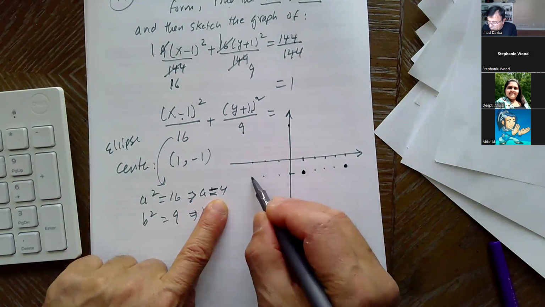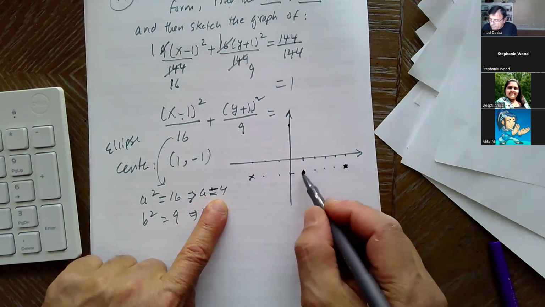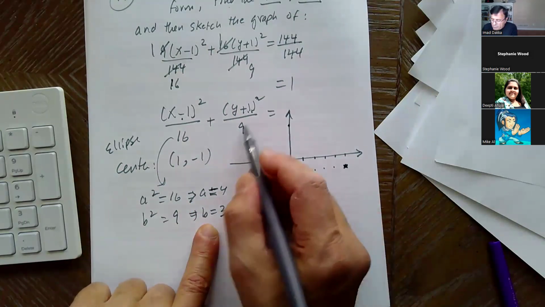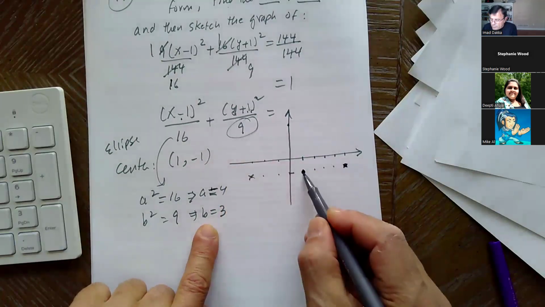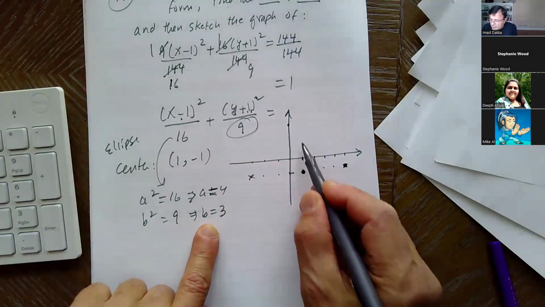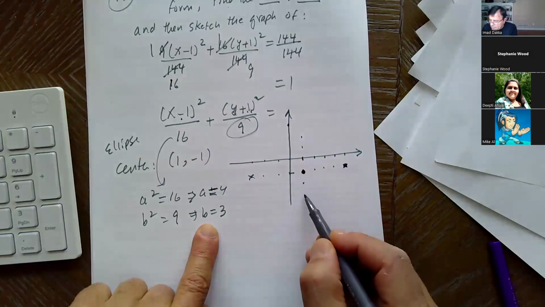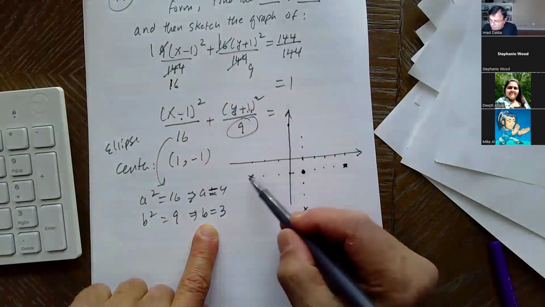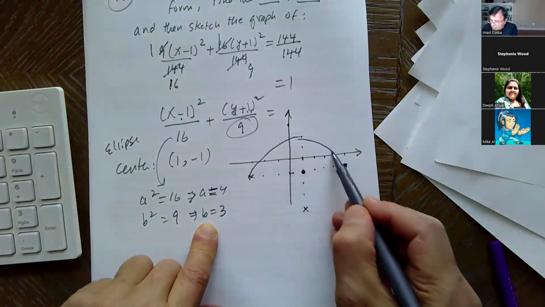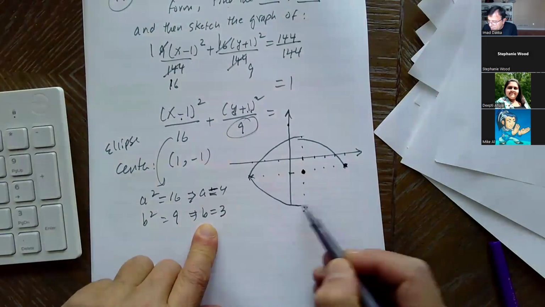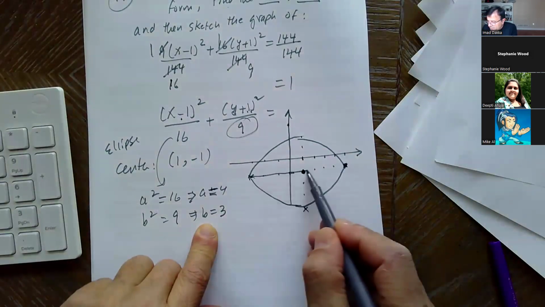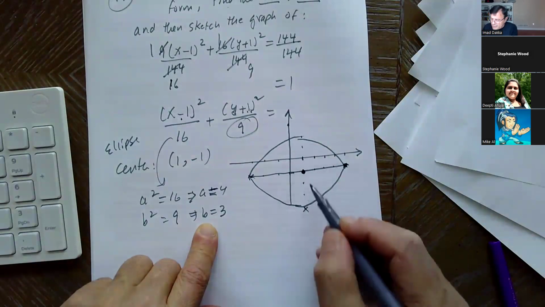1, 2, 3, 4. And then the B, which is a y value, we got from the y value. So you go up 3 and down 3. And these are the 4 vertices of the ellipse. You can connect them and get your elliptical shape. And this is the major axis, that's the minor axis, and that's the center.